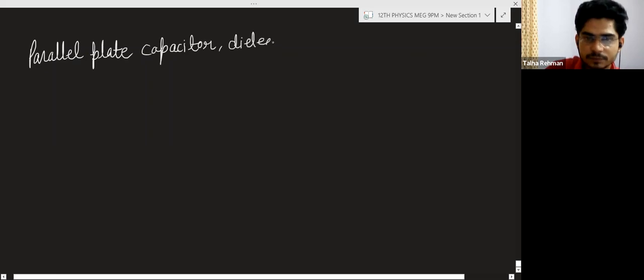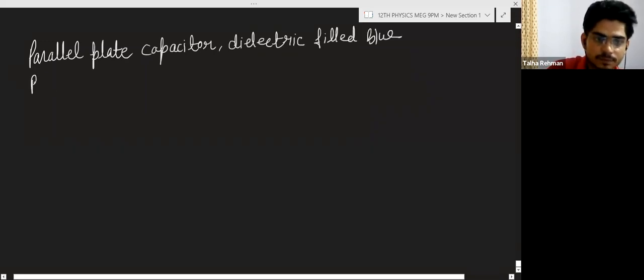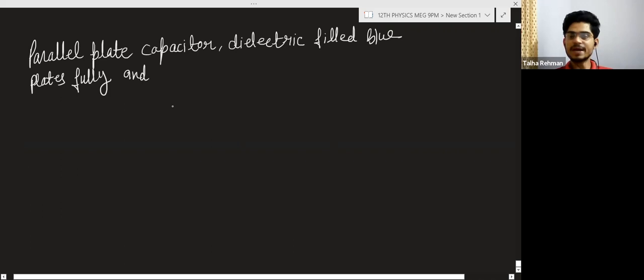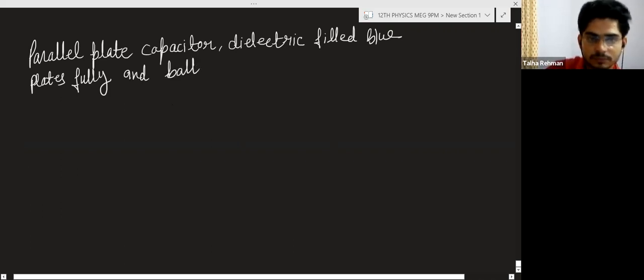Dielectric field between plates fully, and now this time the battery is disconnected. Battery disconnected. Now what will happen?